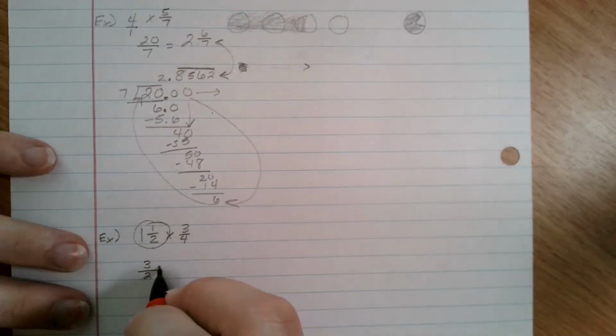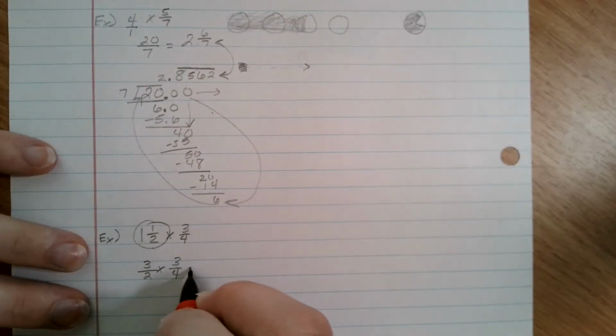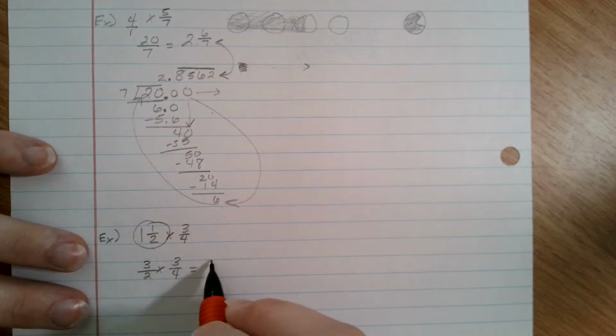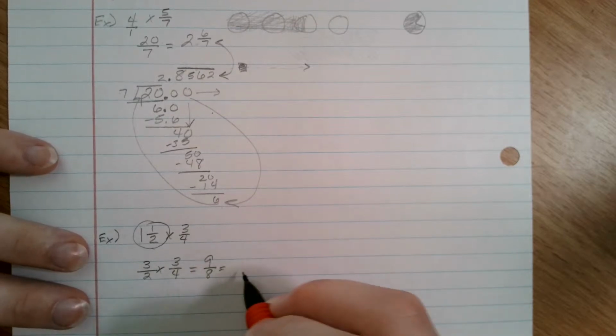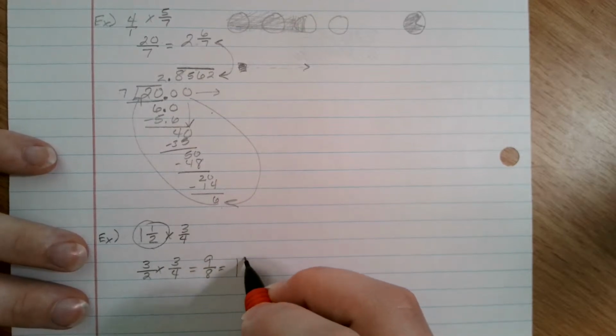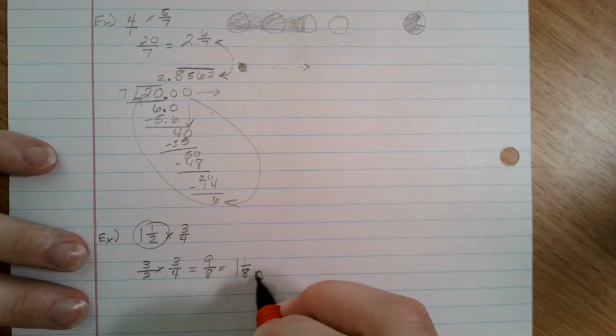And we have done this previously, so we know we've done it both ways. So we have 3/2 times 3/4. Multiply across, 3 and 3 is 9. 2 and 4 is 8. And you may rewrite this as a mixed number, 9/8. 8 can fit into 9 once, leaving a remainder of 1.